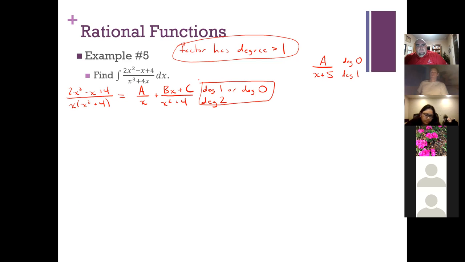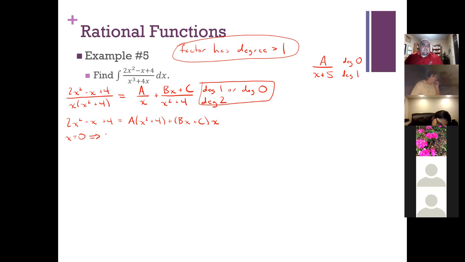All right, how do we continue? Multiply both sides by the denominator. Yep, clear the fractions. So now I'm going to get 2x squared minus x plus 4 equals A times x squared plus 4 plus Bx plus C times x. All right, is there a value of x I could try to get a constant? You do zero? Yep, let's try zero. So x equals zero.